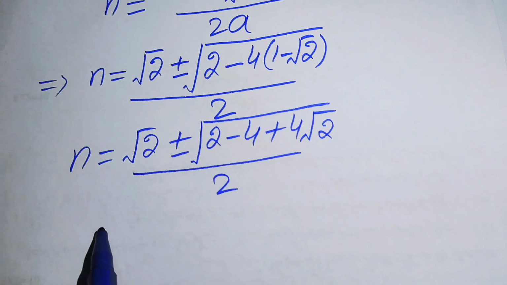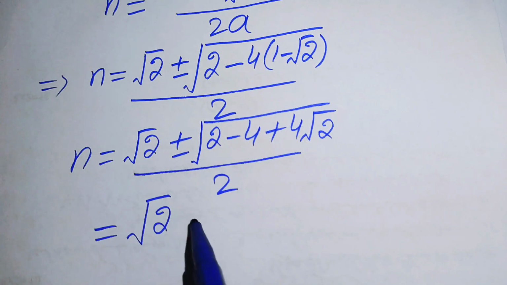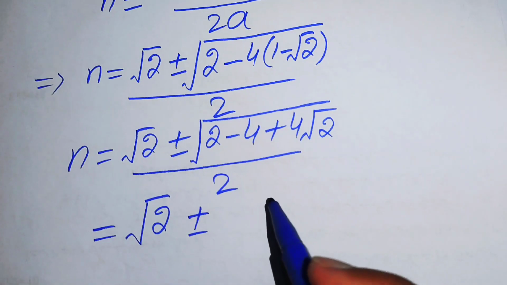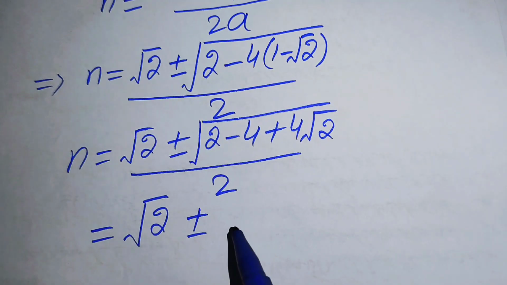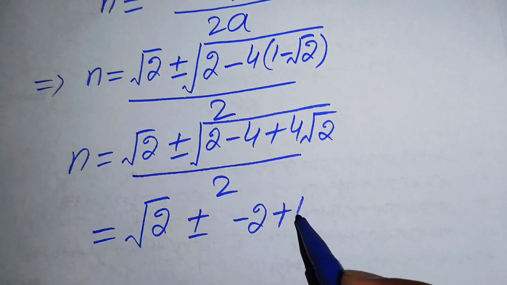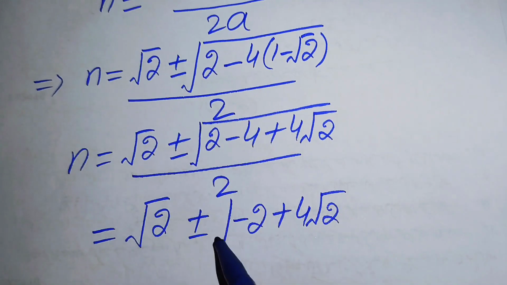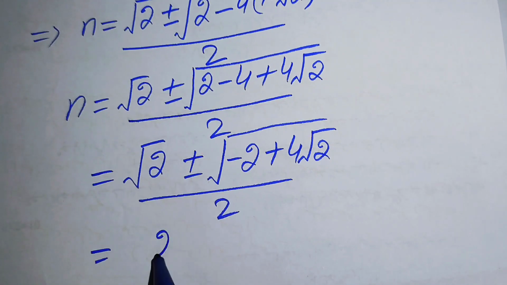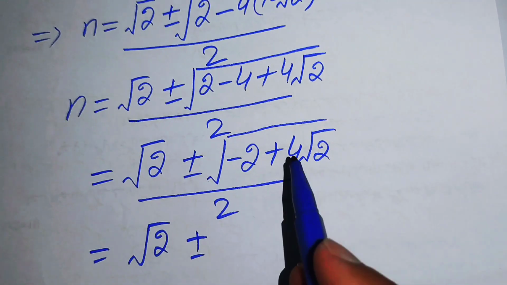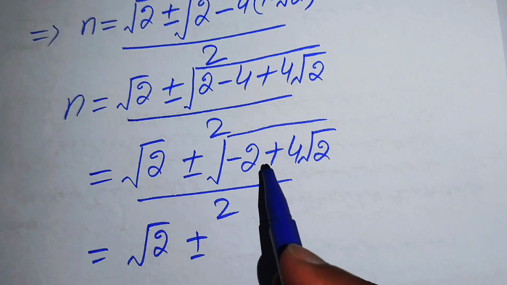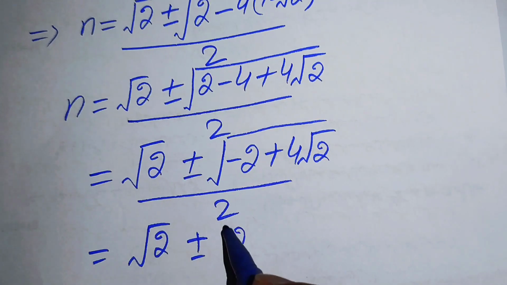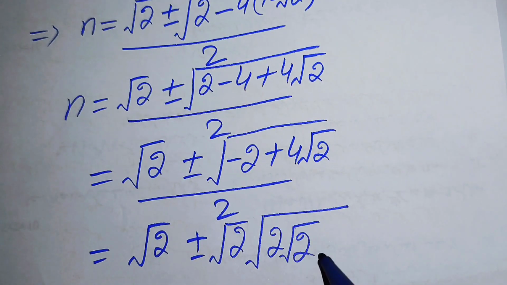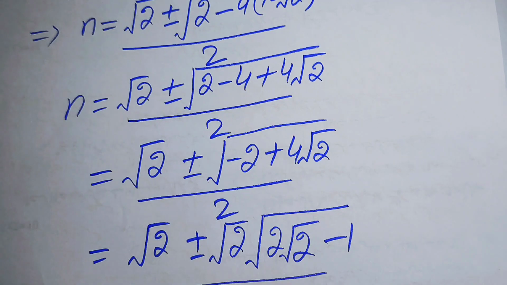Now we can simplify the terms a little bit, and you get square root of 2 plus minus, here you have 2 minus 4, which is equal to minus 2, and you get minus 2 plus 4 times square root of 2, and whole square root over 2. So now we will take common factors here. You can take common 2 in this factor, and you get square root of 2 into square root of 2 times square root of 2 minus 1 over 2.